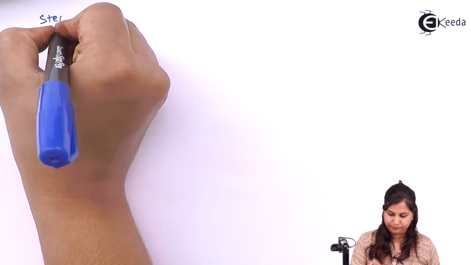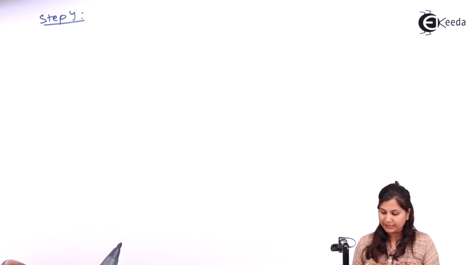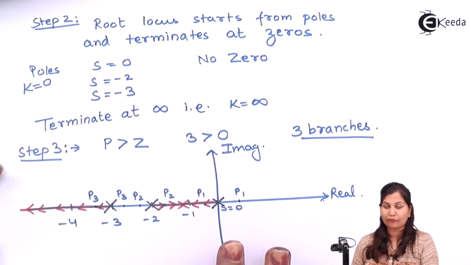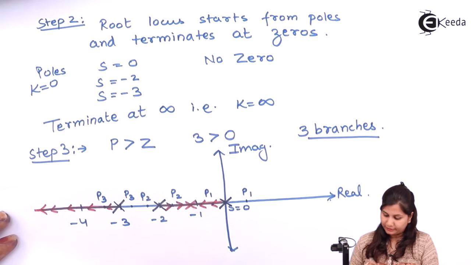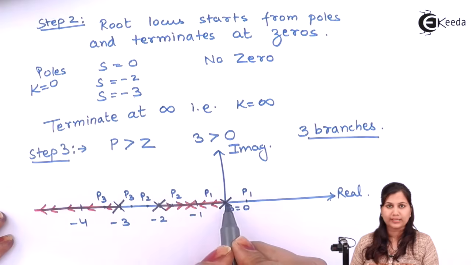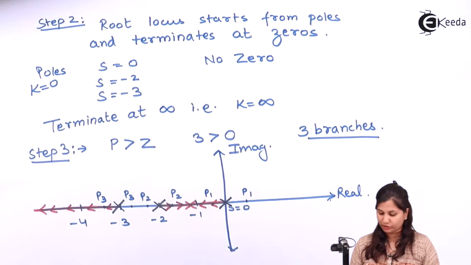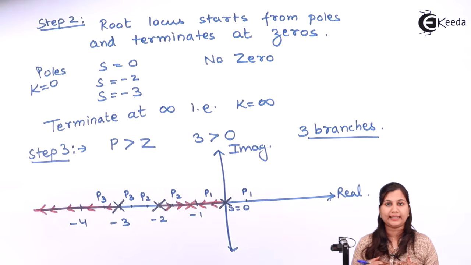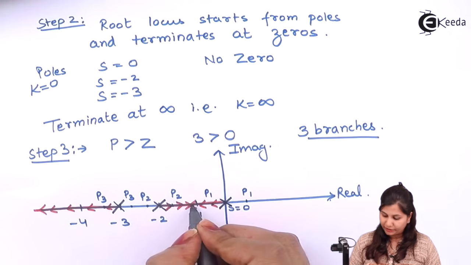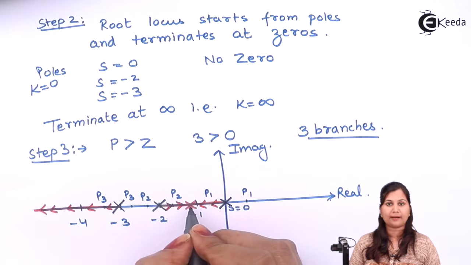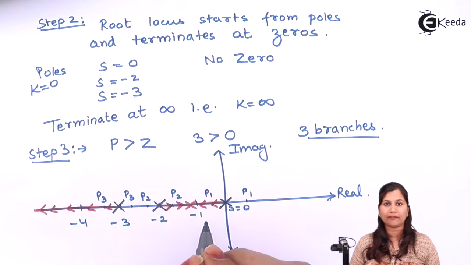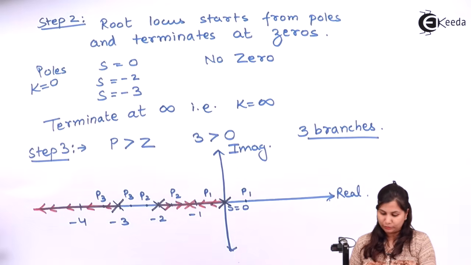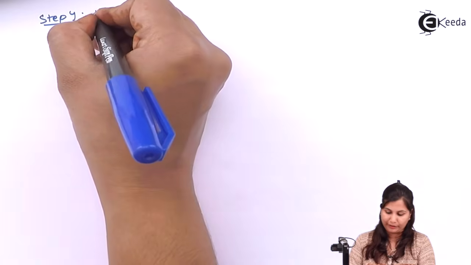Now step number 4. As you can see in this plot of the roots, these two poles are adjacent to each other, and these root locus branches are coinciding with each other, they are meeting at a point. So this point where these two root loci branches are meeting is called the breakaway point. So let us calculate this breakaway point.